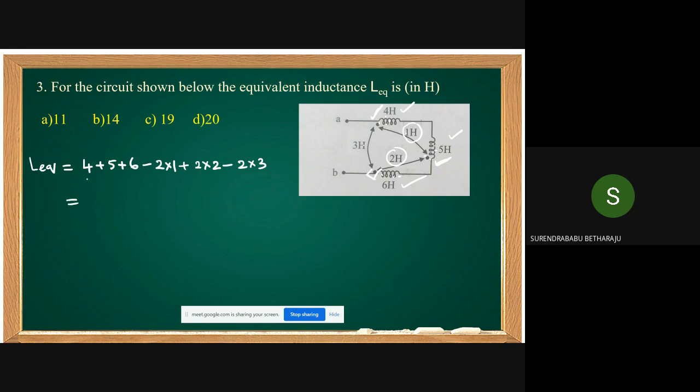Now tell me, students. 4 plus 5, 9. 9 plus 6, 15. 15 minus 2 plus 4 minus 6. How much is this, friends? 19 minus 8. 19 minus 8 is 11 Henry. Which option is correct? Option A is correct. Clear? Any doubt? Respond.